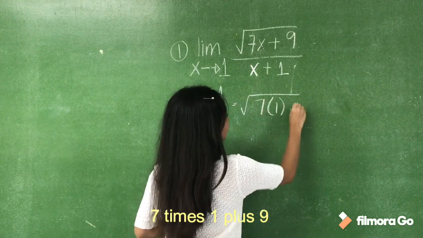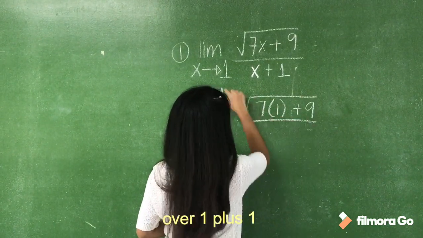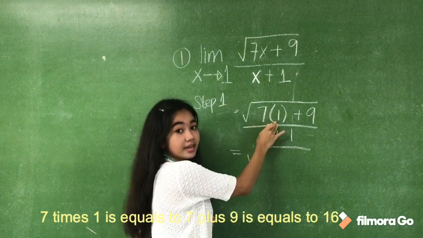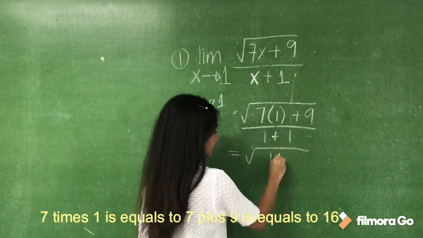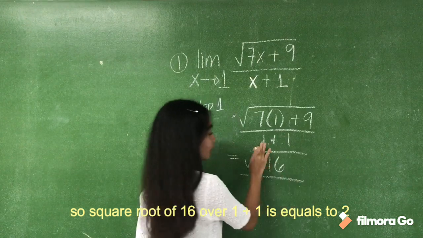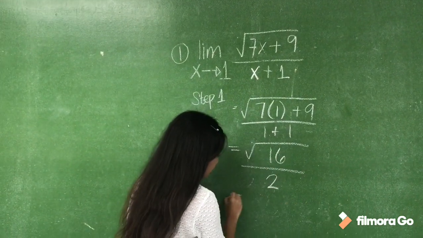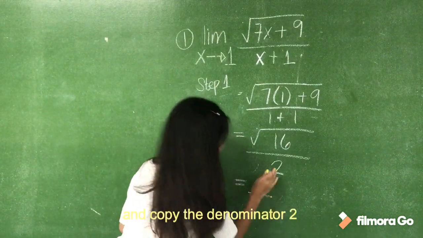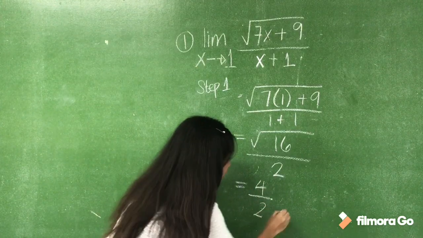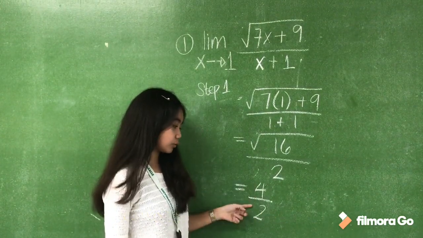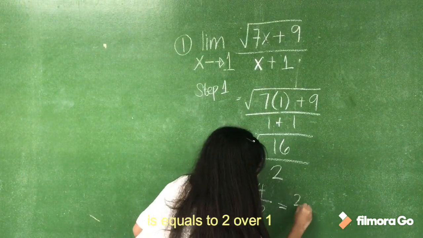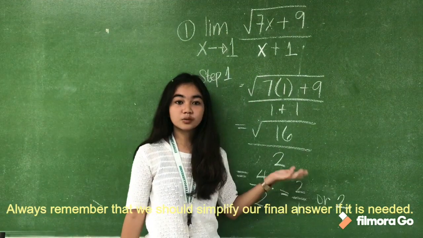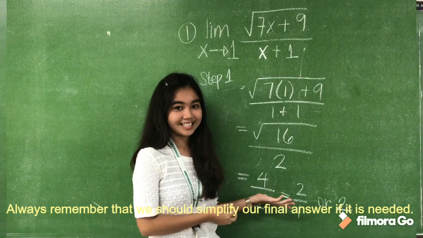7 times 1 plus 9 over 1 plus 1 is equal to the square root of 7 times 1, which is 7, plus 9 is equal to 16. So square root of 16 over 1 plus 1 is 2. So we get the square root of 16, which is 4, and copy the denominator 2. So we simplify 4 over 2, which is 2 over 1 or simply 2. Always remember that we should simplify our final answer if needed.